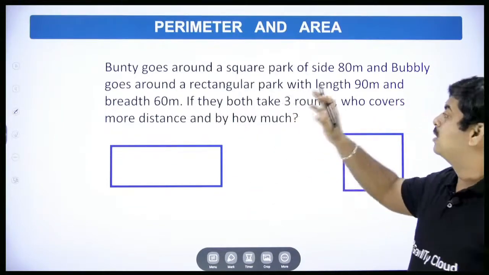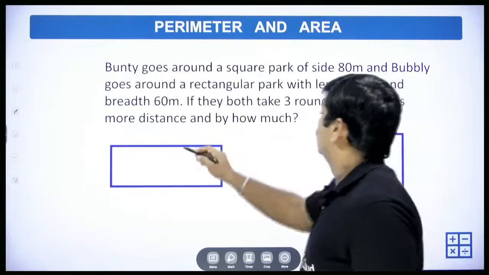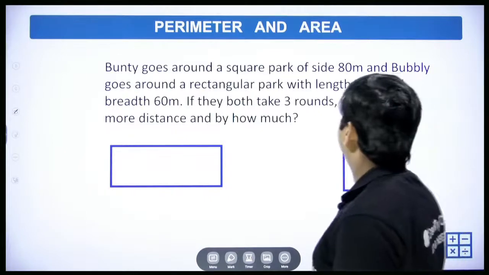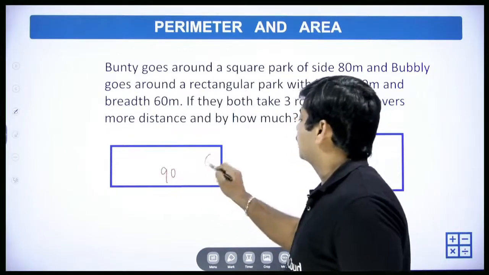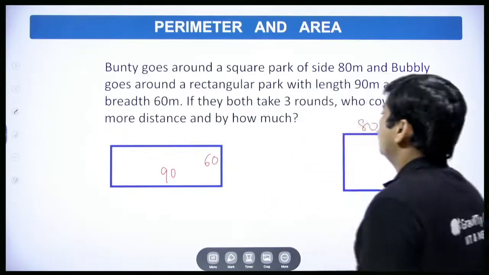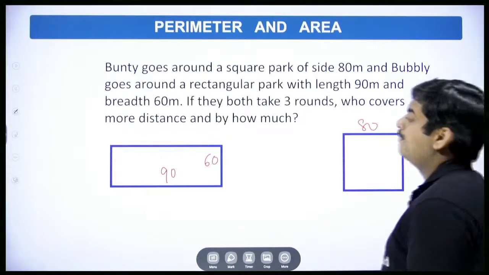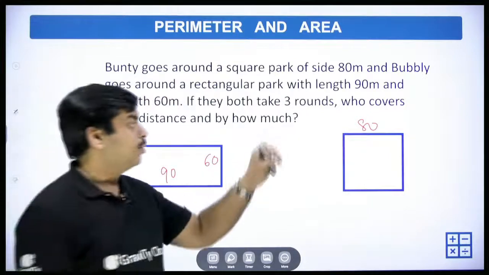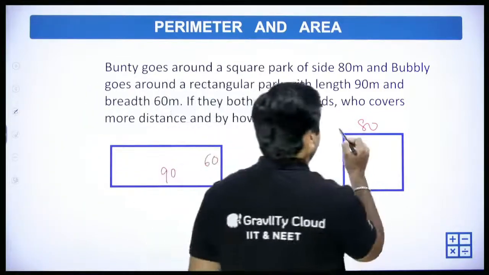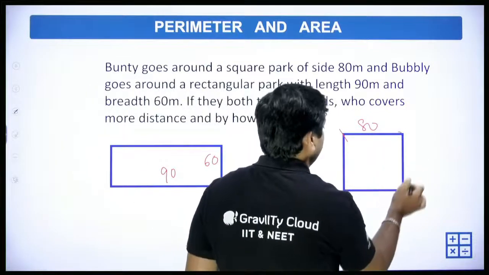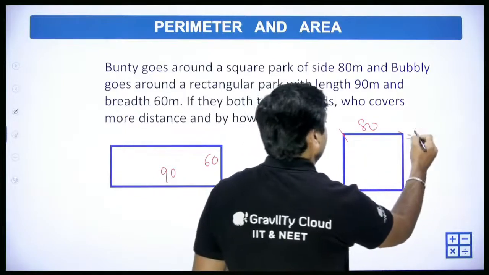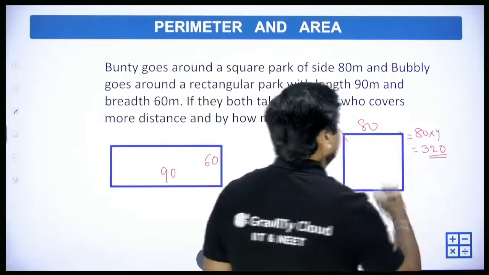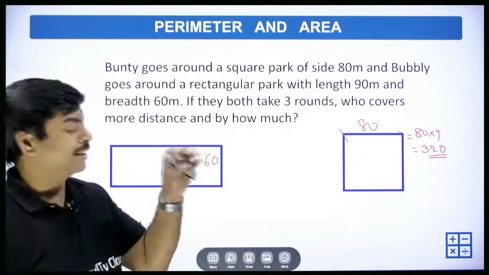So Bunty goes around a square park of side 80 meters, and Bubbly goes around a rectangular park with length 90 and 60. If they both take 3 rounds, who covers more distance and by how much? So we need to take care of the 3 rounds. Starting from here it is 80, and then again 80, 80 and 80. So 80 into 4 is 320. So that is already there with us.